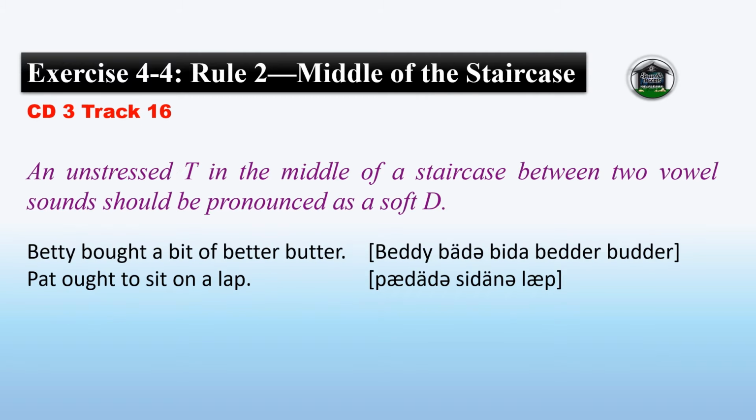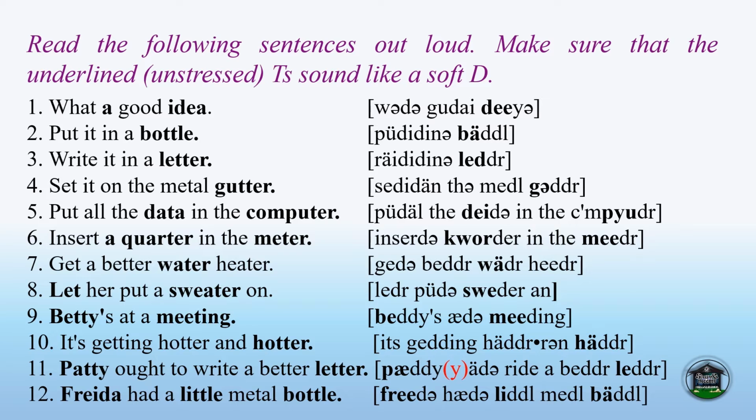Exercise 4-4, Rule 2, middle of the staircase. An unstressed T in the middle of a staircase between two vowel sounds should be pronounced as a soft D. Betty bought a bit of better butter. Pat ought to sit on a lap. Read the following sentences out loud. Make sure that the underlined, unstressed T's sound like a soft D.